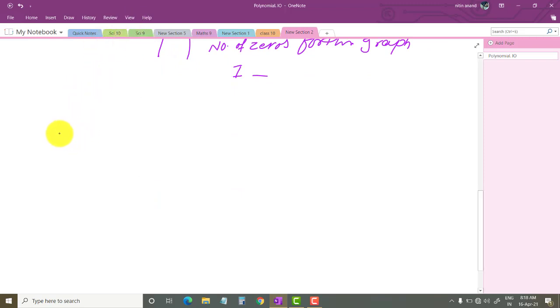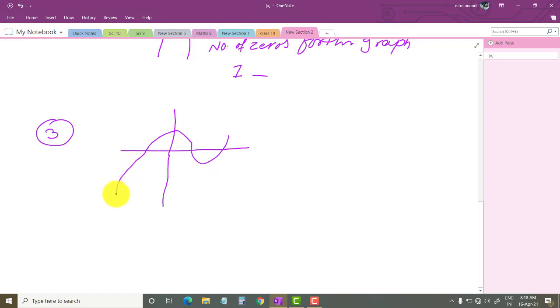Now the third one. These types of graph is the third. This is the x-axis and this is the y-axis, and the graph starts from here and goes intersecting like this. The question is how many zeros does this polynomial have?